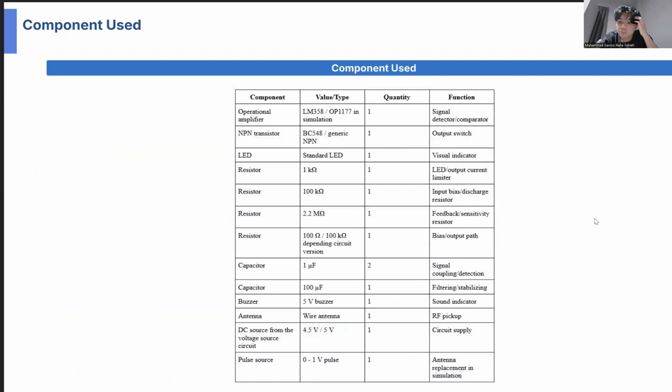This slide shows the complete list of components used in the project. Some important components are LM358 op-amp, BC548, resistors, capacitors, buzzer, LED, and wire antenna. We also use LTSpice software for circuit simulation.